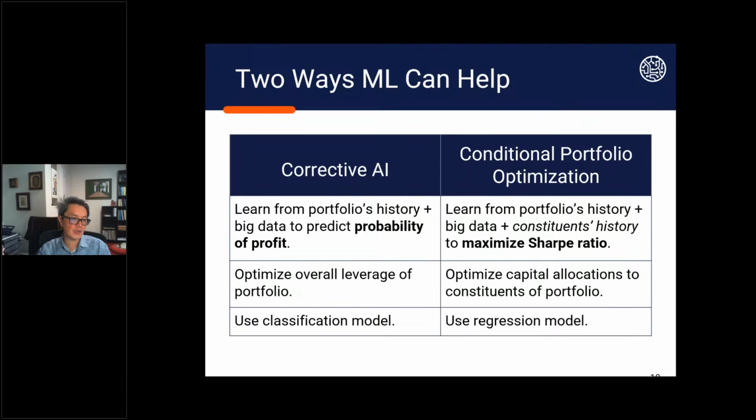Conditional portfolio optimization is a more advanced use of the Kelly formula. The Kelly formula, remember, can not only optimize the leverage of a portfolio, but it can also optimize the allocation to the constituents of a portfolio. It can take into account the covariance of returns of a portfolio and the expected return of the constituents to recommend an optimal allocation.